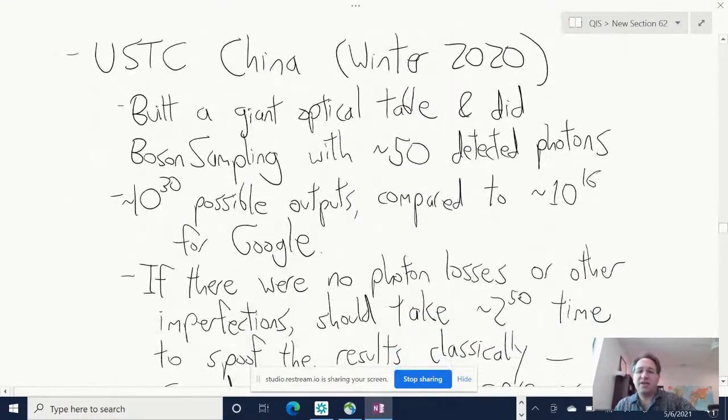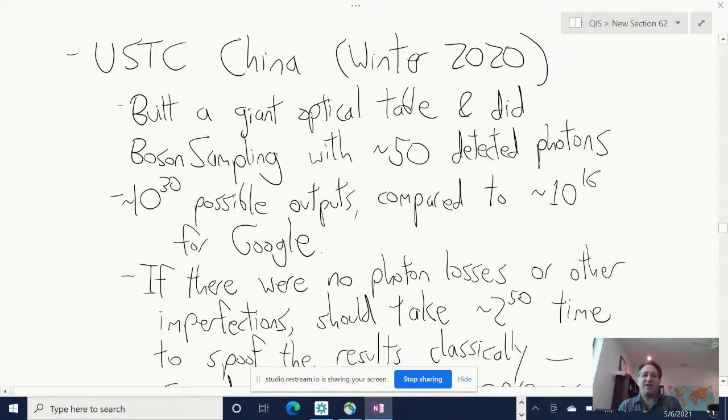Now, just 5 months ago, the group of Chaoyang Liu and Jianwei Pan in Hefei, China, announced a second achievement of quantum supremacy. And that one was using a completely different hardware platform. It was using our original proposal of boson sampling. So they literally just built a gigantic optical table into which they could pass an average of 50 photons through a network of hundreds of beam splitters and then measure where the photons end up.